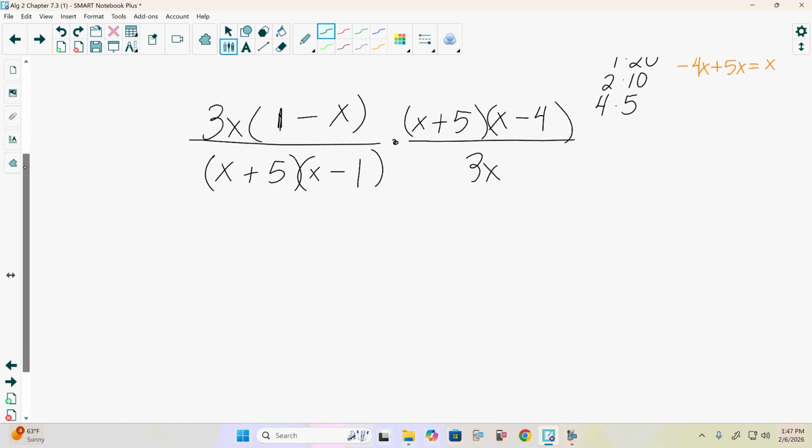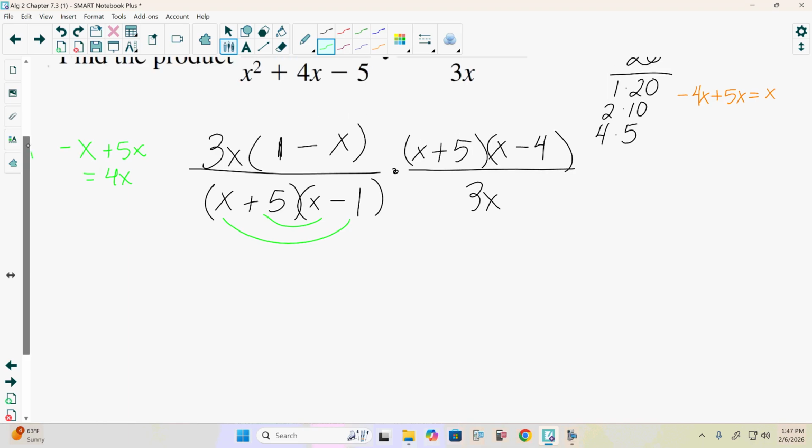And if we did check it, x times negative 1 would be negative x. Positive 5 times x would be positive 5x. That tells me that the middle term is positive 4x, which is what we wanted. Those are the correct set of factors. Questions on this so far?